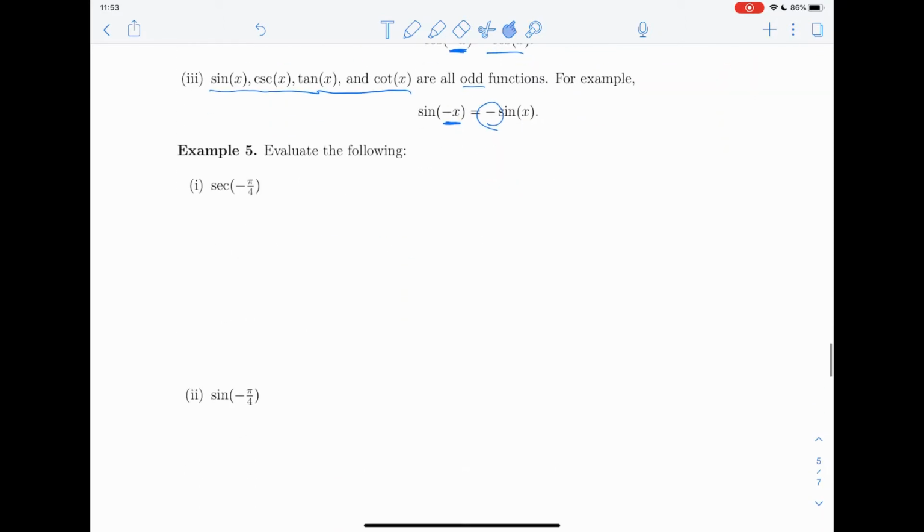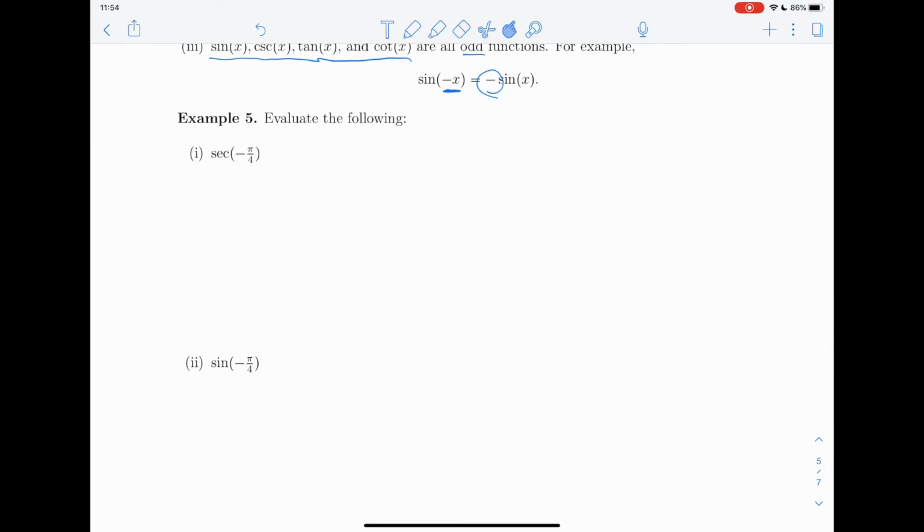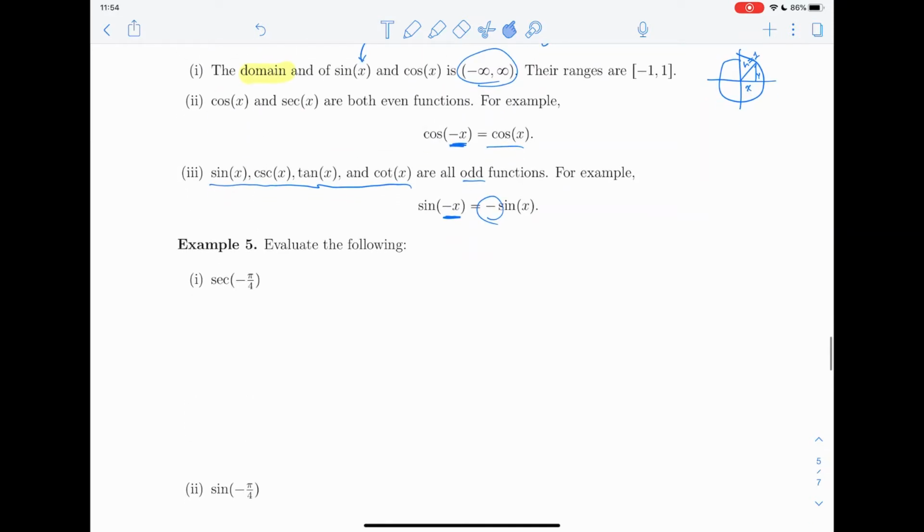So, for example, here's secant of negative pi over 4. We know from above that secant is an even function. So we have two options. Either I could just evaluate this normally via the information we did in the previous video, or if I remember that secant is an even function, I could rewrite this as just secant of pi over 4. Then I can evaluate this function. Depending on the context, one of these might be easier for you to evaluate.